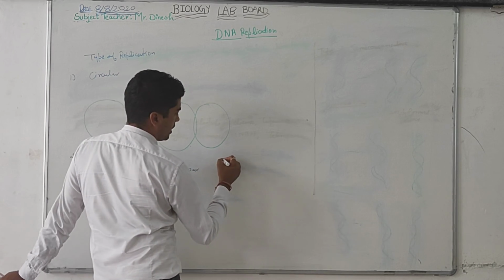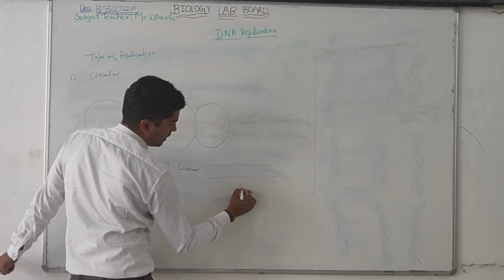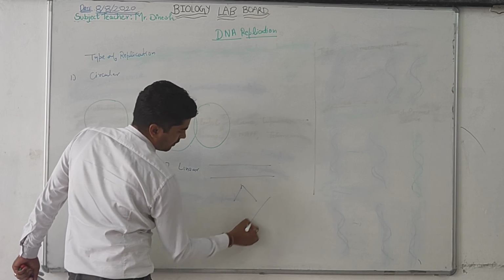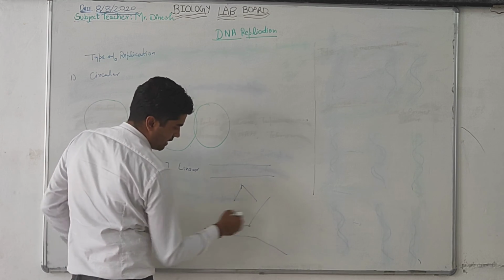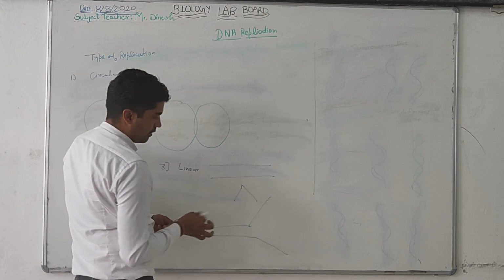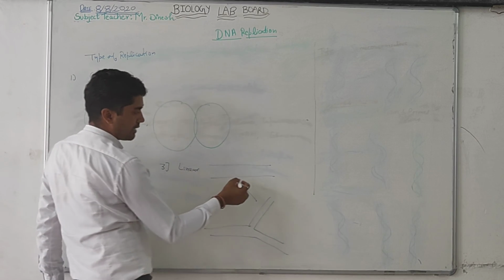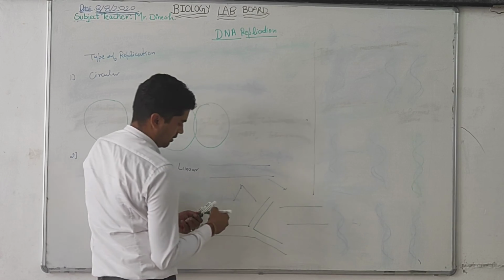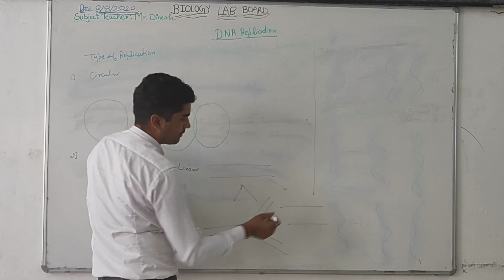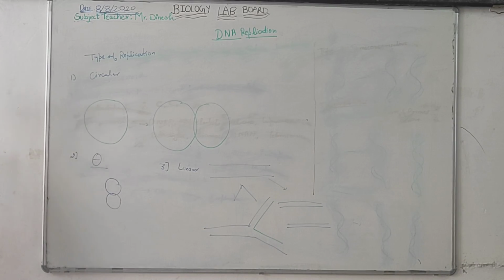Linear, as we see in the eukaryotes. Simply, if I make this pattern the DNA, then linear. This is the fork, and replication will take place. The new strand will form in this fashion. After replication, there will be four strands this way. This is linear type of replication.